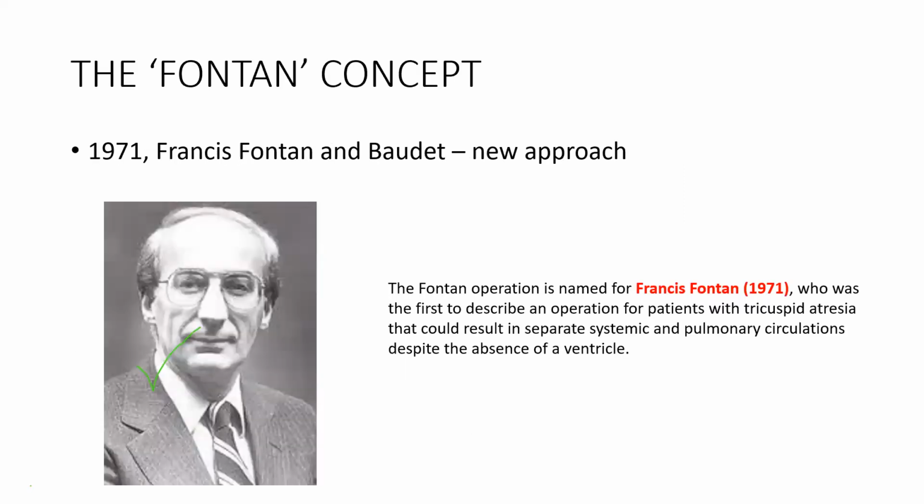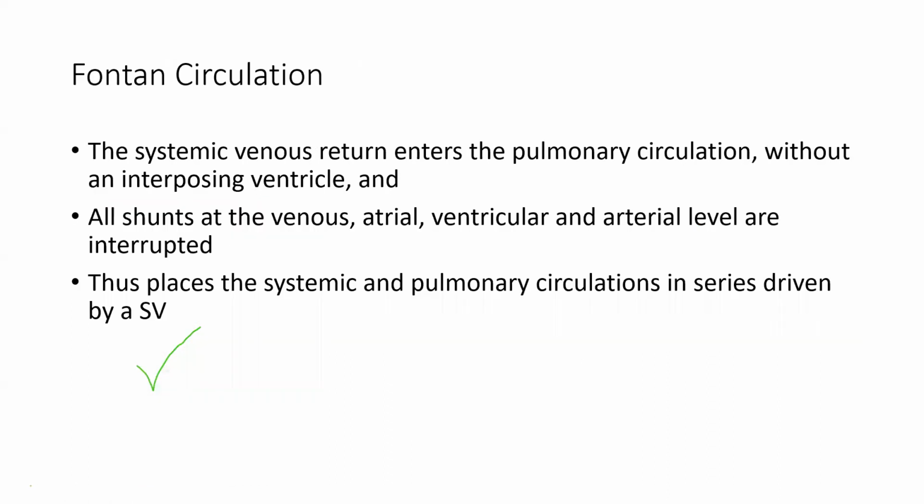Coming to the topic per se, the Fontan concept. It was the surgeon Francis Fontan who first did the Fontan operation, which is named after him, in a patient with tricuspid atresia. Fontan circulation is one in which the systemic venous return enters the pulmonary circulation without an interposing ventricle. All shunts at the venous, atrial, ventricular and arterial level are interrupted. Thus, the systemic and pulmonary circulation are in series, driven by the single ventricle.